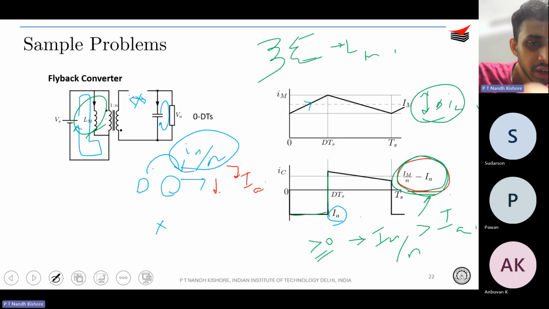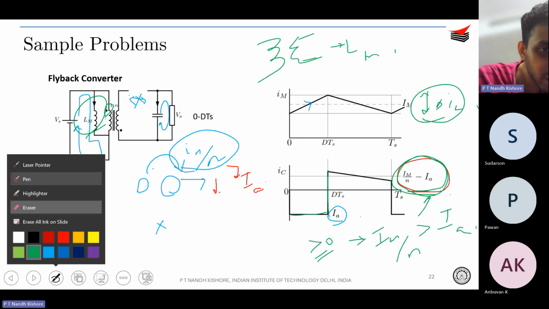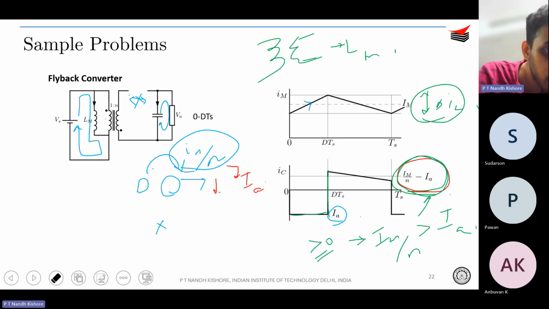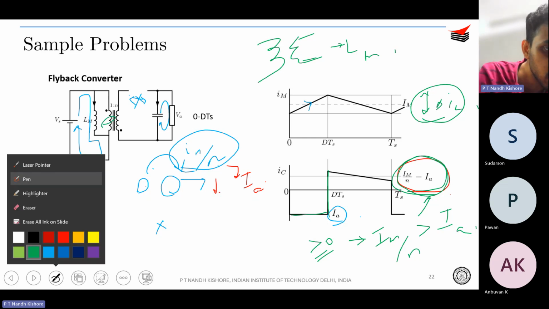But one more thing is, in a transformer, of course, you can wind it, but over here the specialty is that you observe the dot polarities. The dot polarities are opposite. Only then it can freewheel, correct?